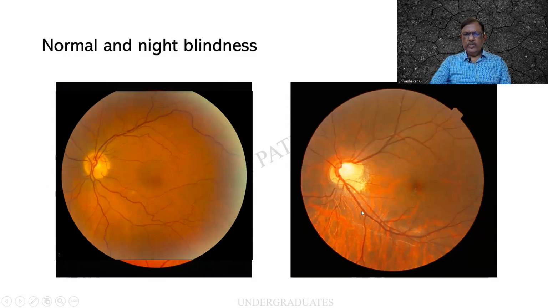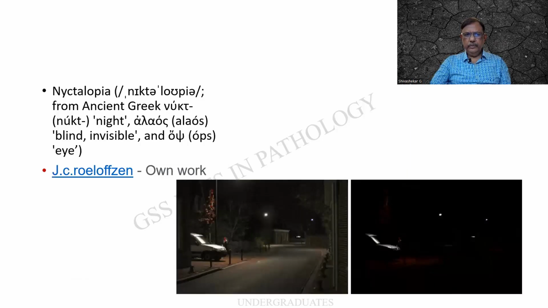So what is the basis of the so-called night blindness? Nyctalopia. This is another word for night blindness. It comes from the Greek word, which means night blind or invisible. Look at this picture. It is a picture of a person seeing with night blindness. There's a car coming out. Of course, there is a dim or decreased light, and this is what he can at the most visualize. Quite dangerous for driving. And thanks to this person in Wikipedia, he is the author of this picture.